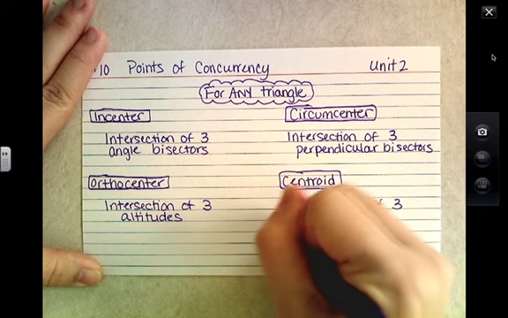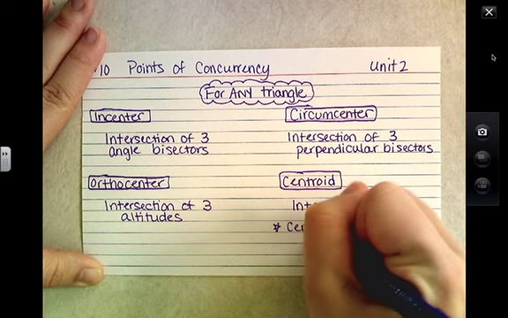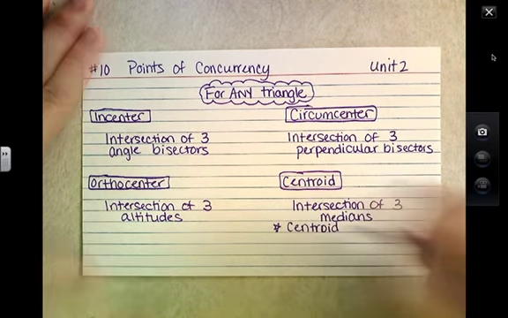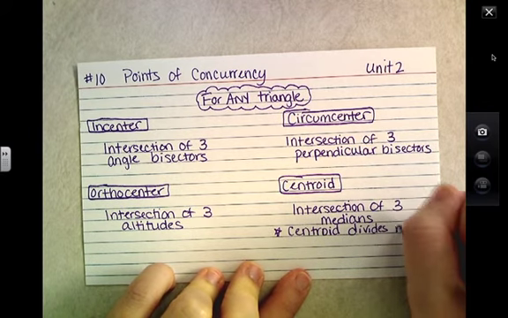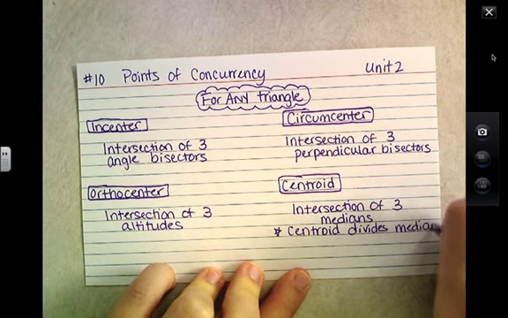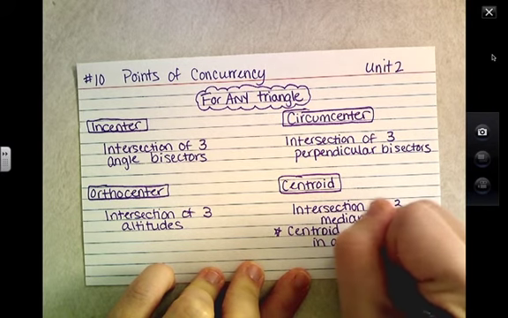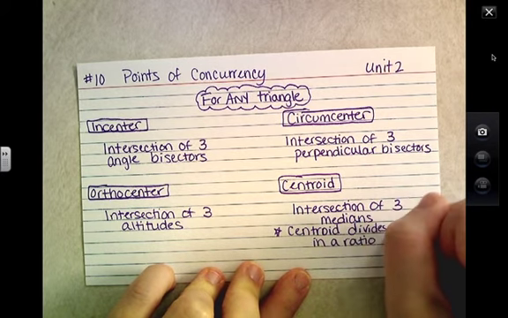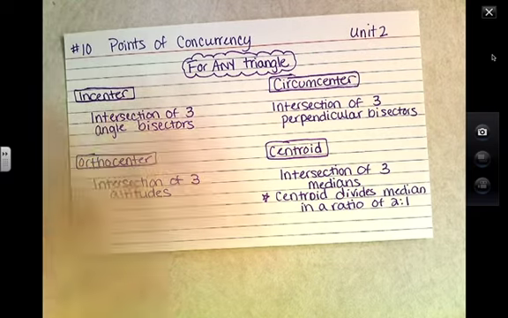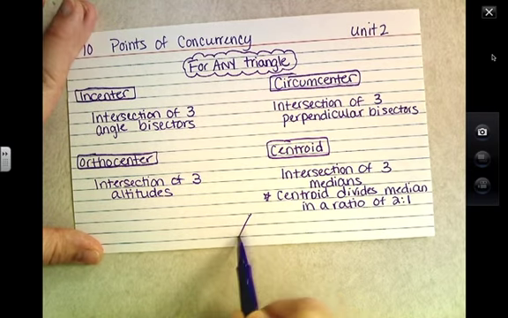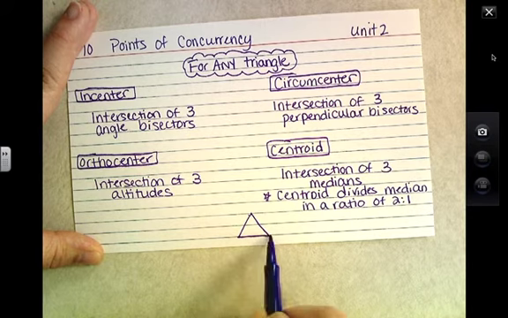Now, the centroid point itself, centroid, divides any of the medians in a ratio of 2 to 1. And I didn't save myself as much room as I wanted, but that's okay, we'll make this work. So draw a triangle over here and draw a median.